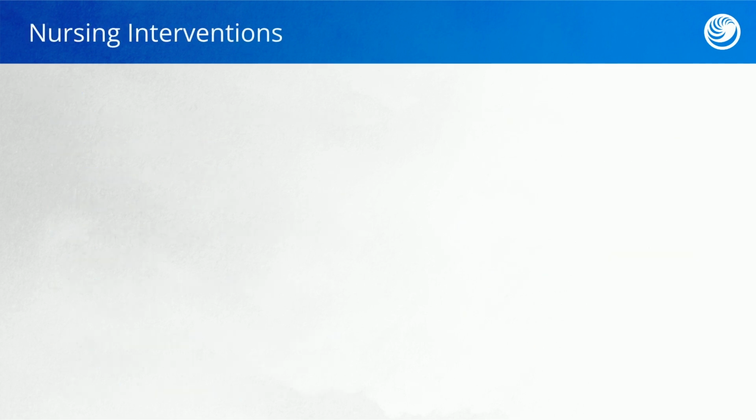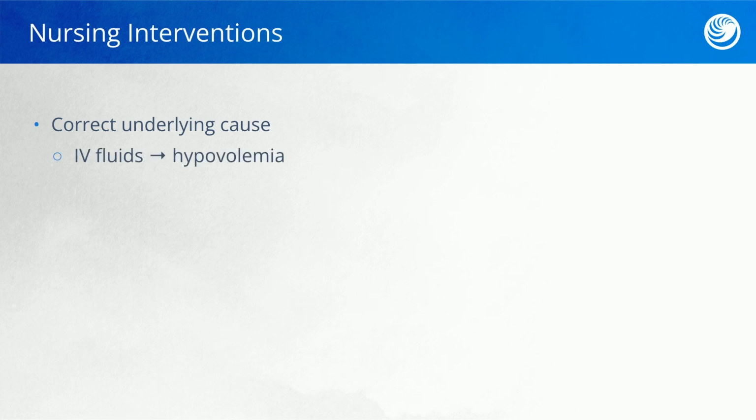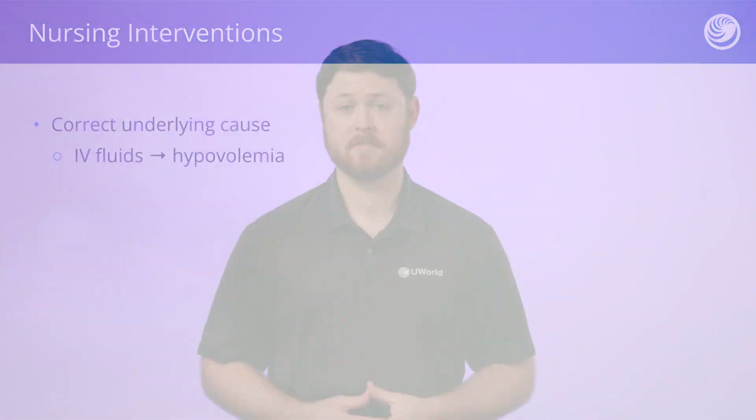Interventions include correcting the underlying cause, whether that's a pre-renal, intrarenal, or post-renal cause. If the client has a kidney infection, we want to administer antibiotics. Or if the client has an obstruction, we want to reduce or eliminate that obstruction to improve urine flow, which will essentially help when it comes to increasing blood flow back to the kidneys.